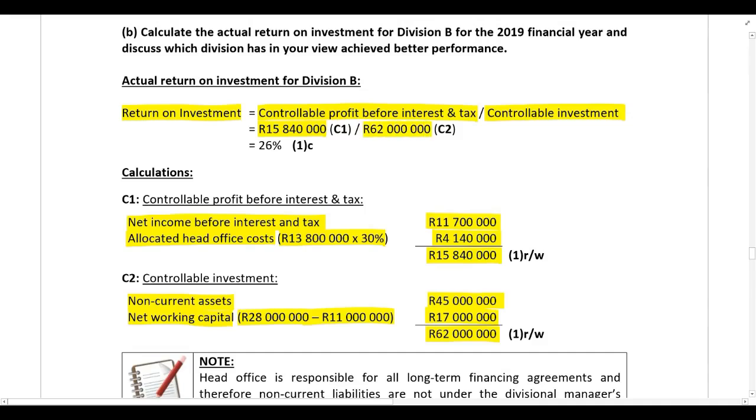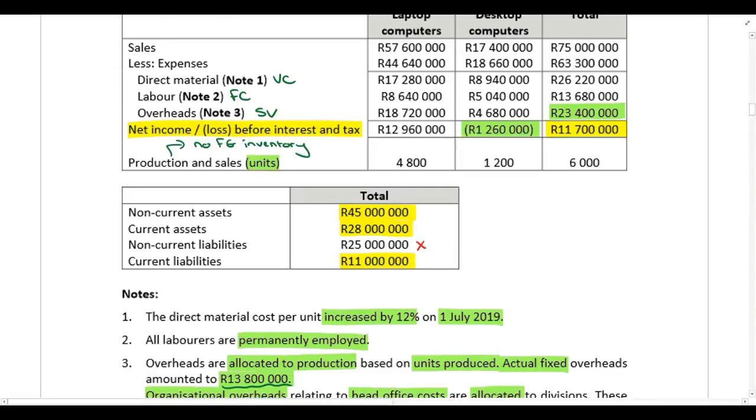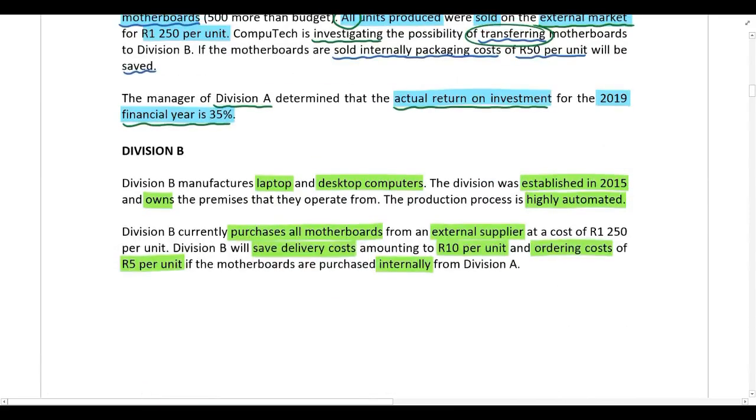All right, so that's the first part of the required. We've calculated the actual return on investment for Division B, and it's 26%. Now we need to discuss which division has, in your view, achieved better performance. So what was the actual return on investment for Division A? It's 35%. So Division A has a higher return on investment than Division B.